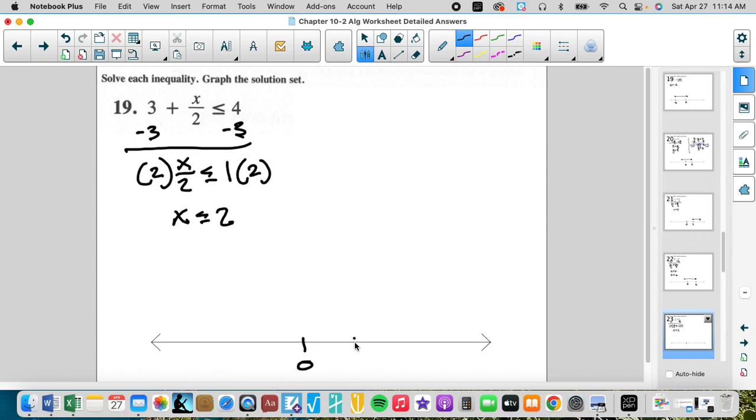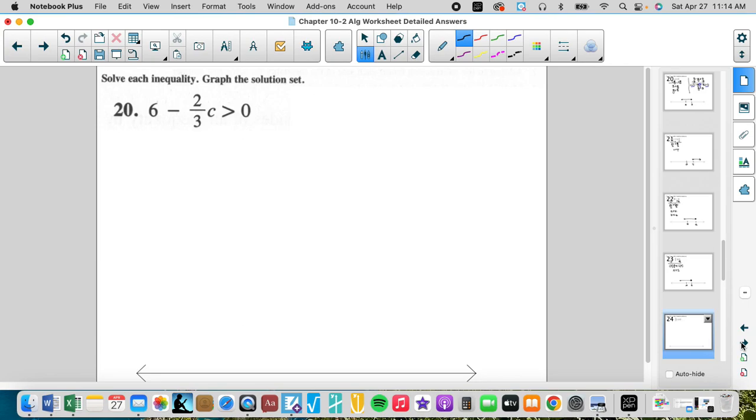So 0, 2, it's going to be a closed circle. My solutions are less than 2. Hopefully you're getting this, and this is becoming more clear through this repetition and practice. This is chapter 10. You should know most of these things by 8th grade in chapter 10.